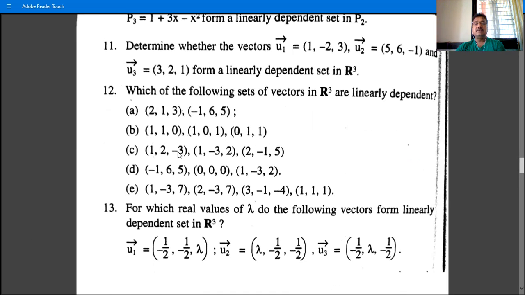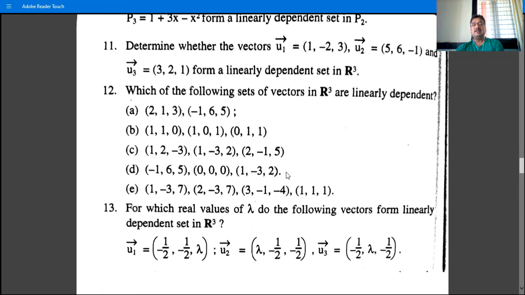Similarly, this is the example, so we have to solve it by taking K1, K2, K3 as scalars, and similarly for the next example. But in the answer of D, we can directly give the answer that these three vectors are linearly dependent, because if the set contains the 0 vector from that vector space, then the vectors are linearly dependent.